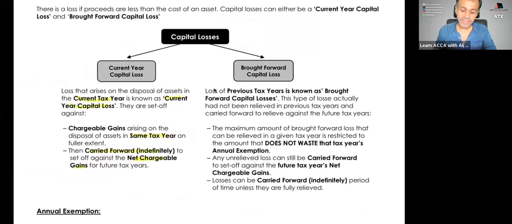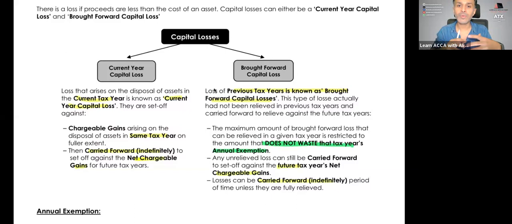The loss of the previous tax year is known as brought forward because this loss comes from the previous tax year. How to relieve it? Against the capital gains of future tax years, for an indefinite number of years, it can be carried forward. One thing that requires our attention, which I have written in bold and capital letters, is that when the losses are carried forward and relieved against the capital gains of future tax years, it cannot waste the exemption of that tax year.